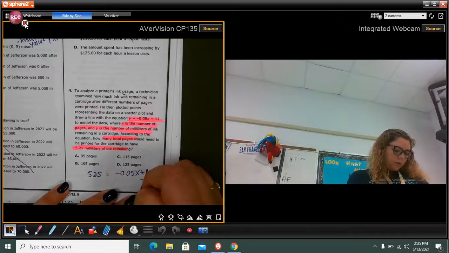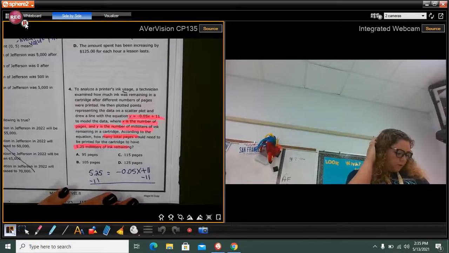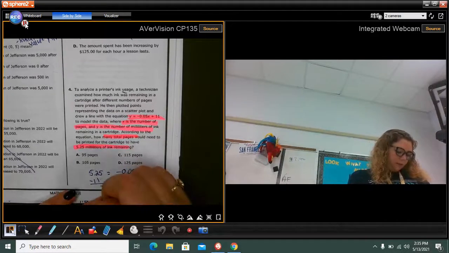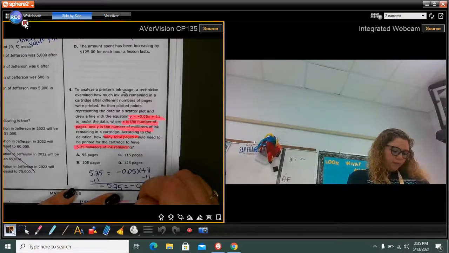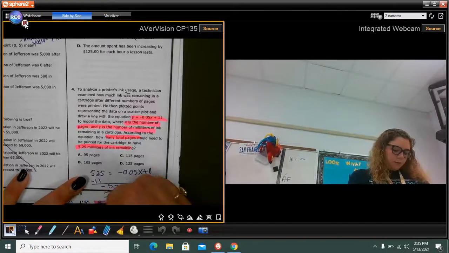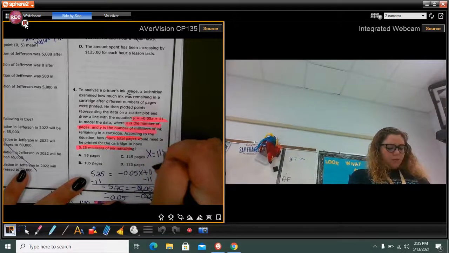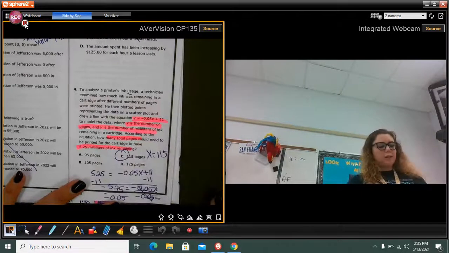So we're going to move this 11 to this side. We get negative 5.75 equals negative 0.05x, divided by negative 0.05. And I'll get x equals 115 pages. So my answer is C.